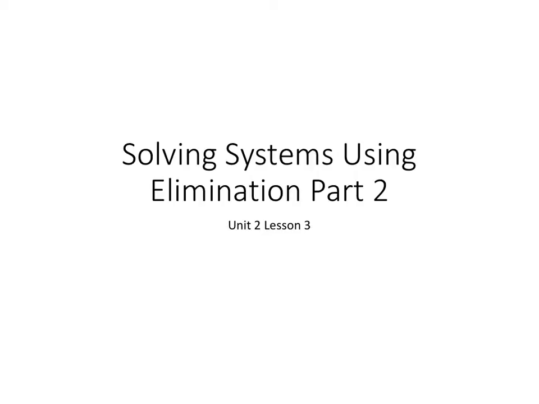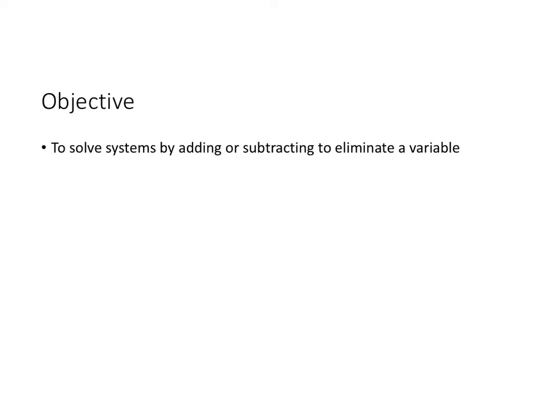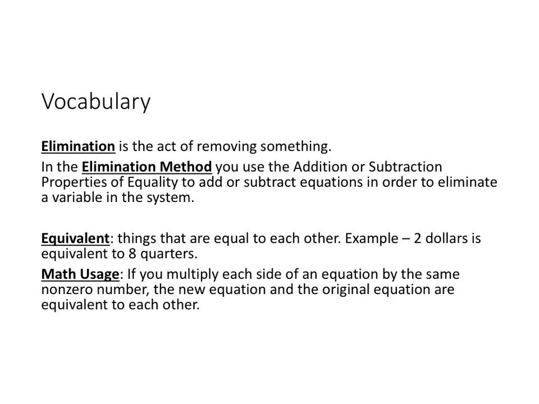This is part 2 of our lesson about solving systems using elimination. Our objective in this lesson is to solve systems by adding and subtracting to eliminate a variable. This is our vocabulary for this lesson. Pause the video and write this information down. You need to be familiar with what elimination is, the elimination method, and what equivalent means.